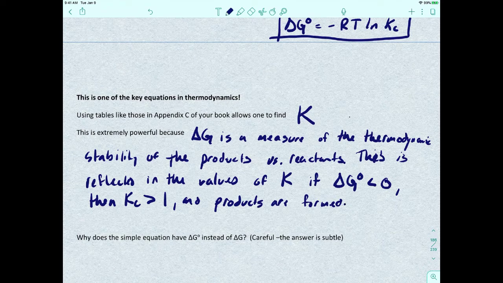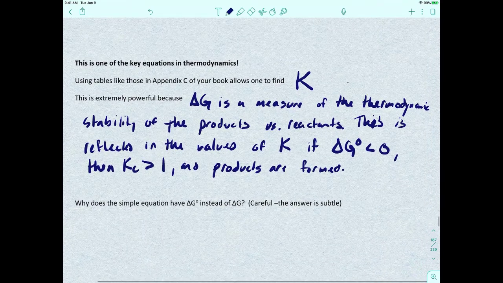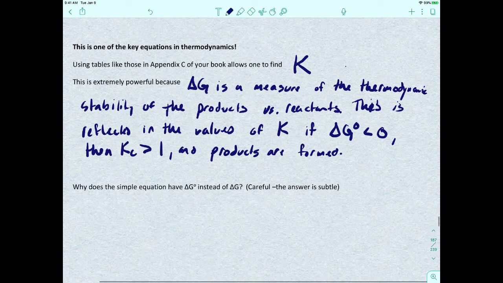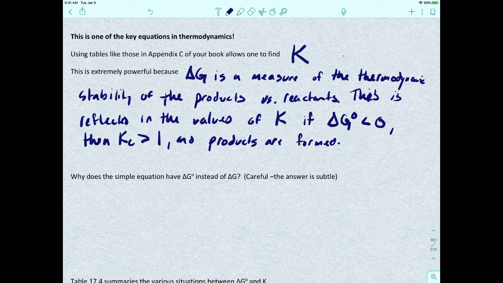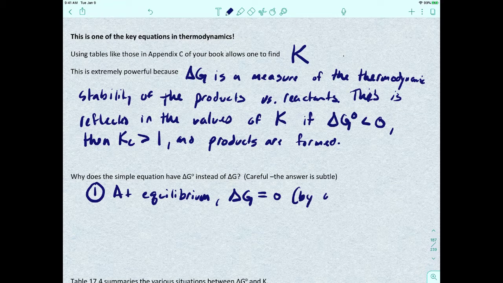Now, why does the simple equation have delta G standard state instead of delta G? Be careful, the answer is a little subtle. There's two answers here. First off, at equilibrium, delta G is equal to 0. And that's by definition.